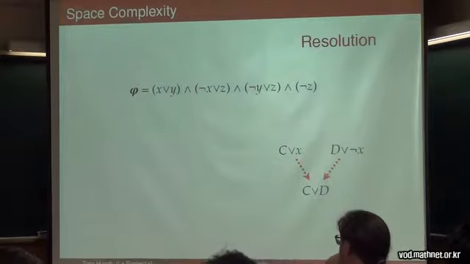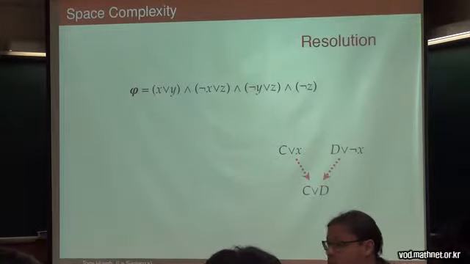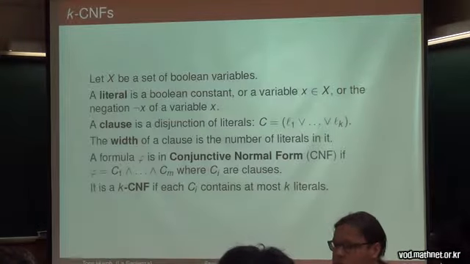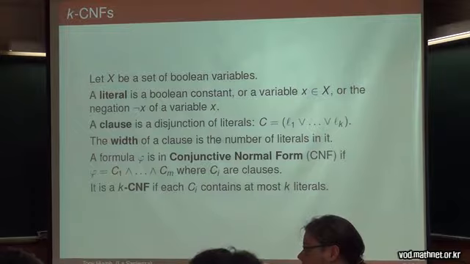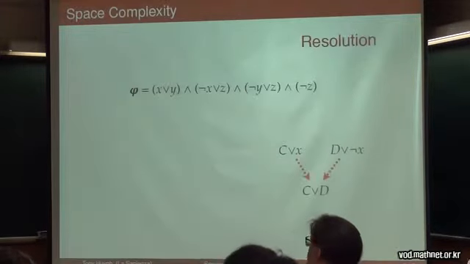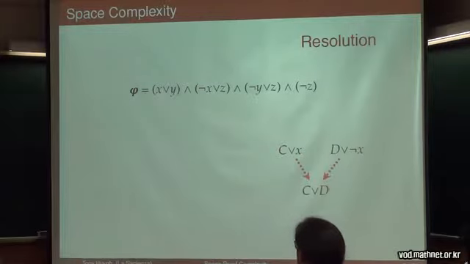What we are interested in here is at most K for this talk. So 3-CNFs might have clauses with just two literals.